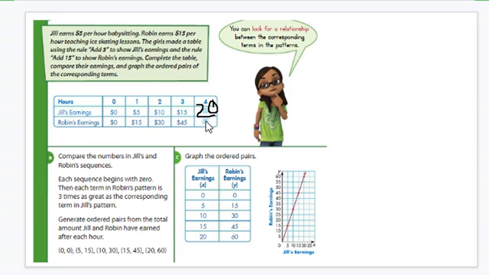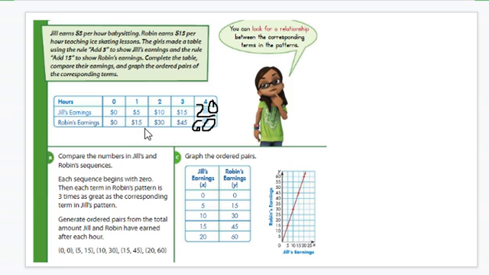And Robin's is add 15, and 45 plus 15 is 60. So we know how much they earned in the 4th week. So if you compare the numbers in Jill and Robin's sequences, each sequence begins with 0, right? And each term in Robin's pattern is 3 times as great as the corresponding term in Jill's pattern.